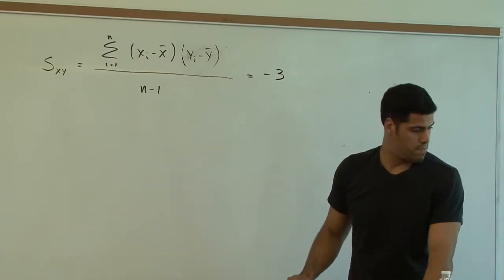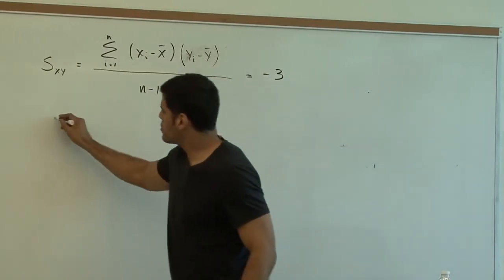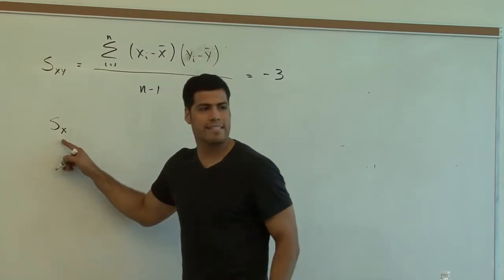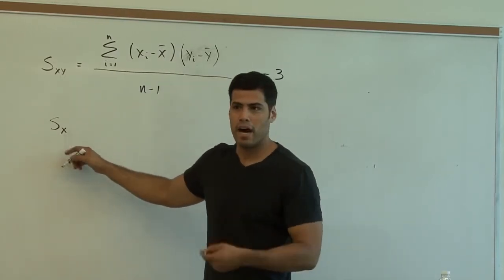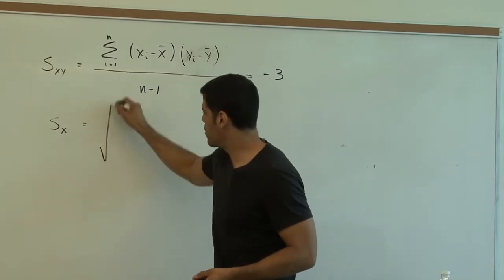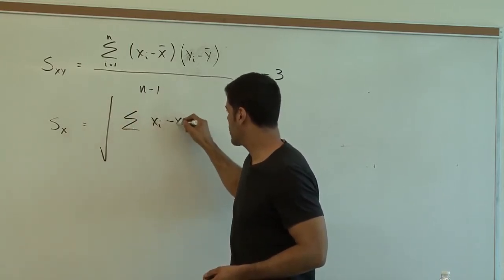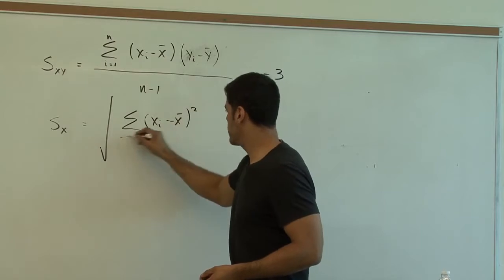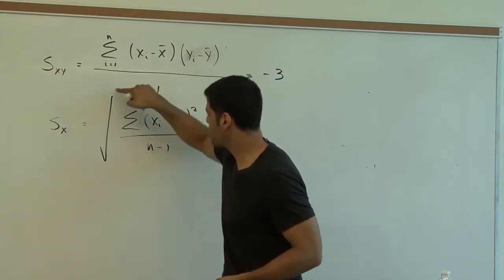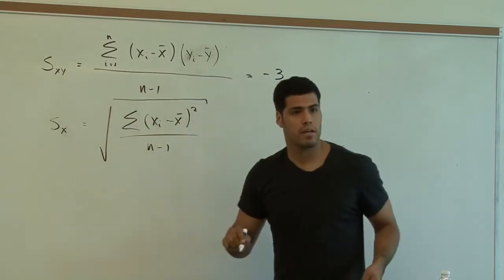-3. Then you will need to compute the standard deviation of x. What formula do you need for that? Square root of the sum of xi minus x bar squared divided by n minus 1. But to do that, you have to do the whole thing over.